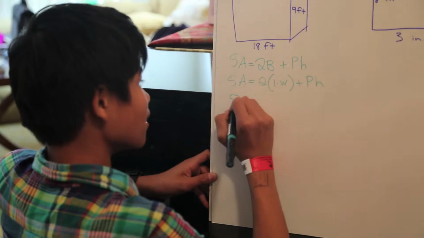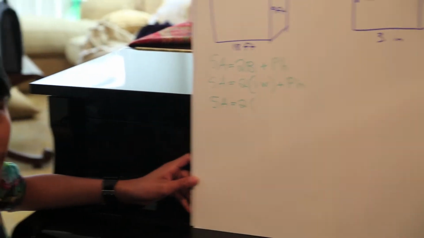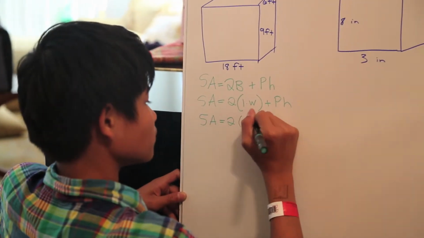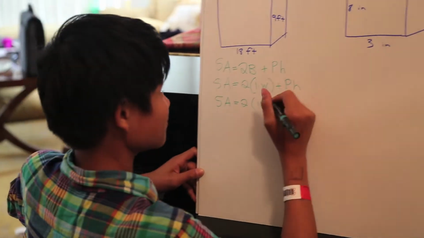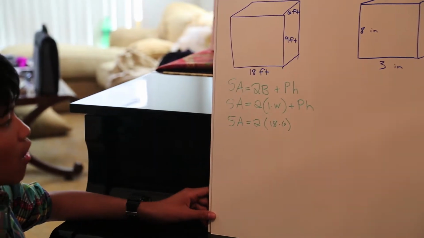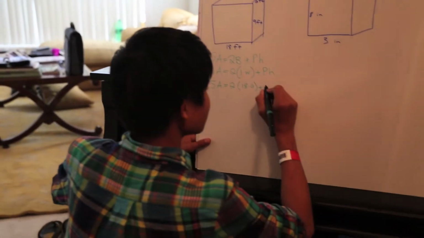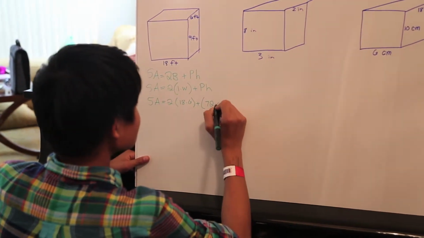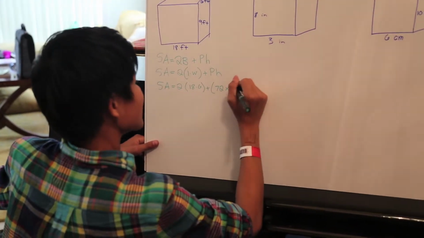So let's go again. SA equals 2 times, what's the length, guys? 18 feet. Times the width, 6 feet. Yeah, 6 feet. And then plus the perimeter, 72, times the height, which is 9.